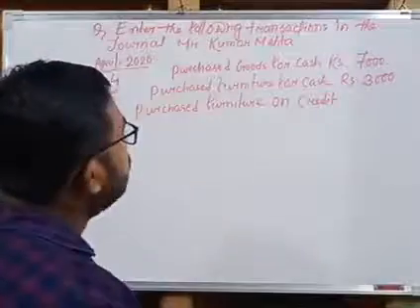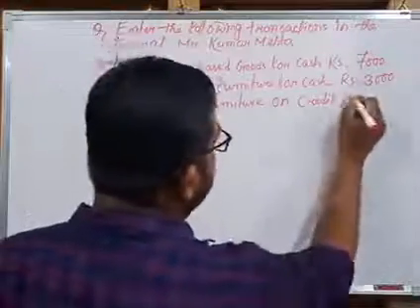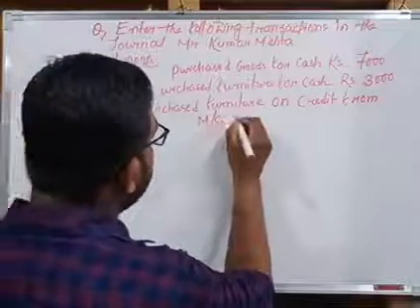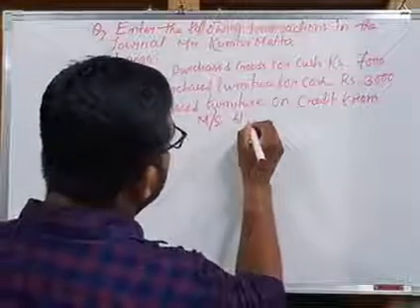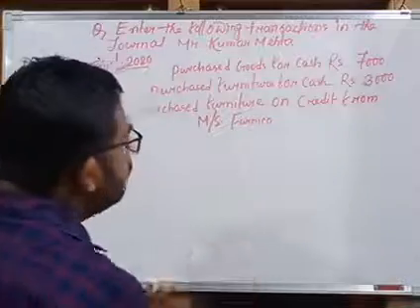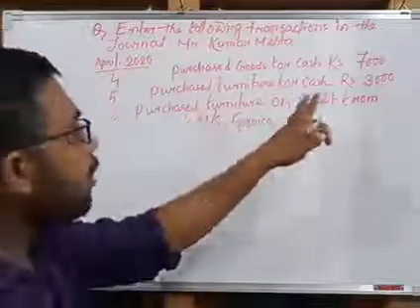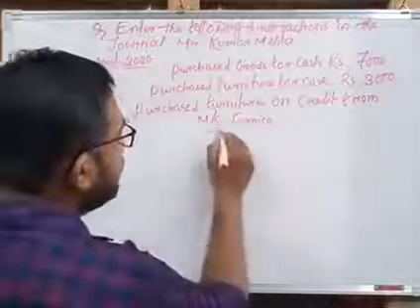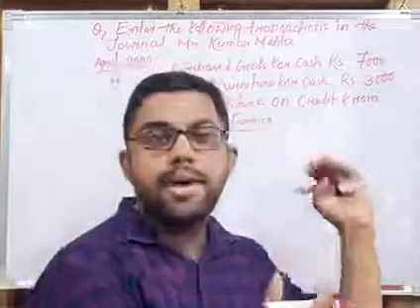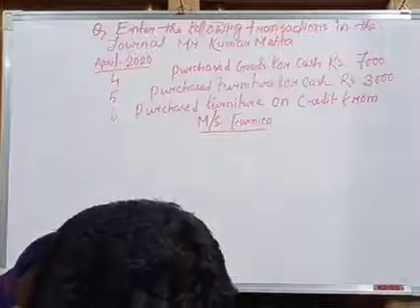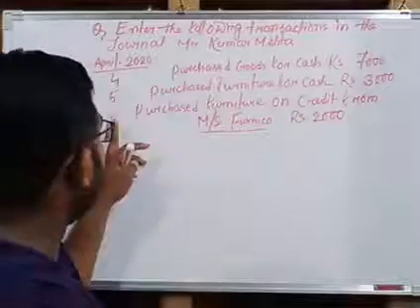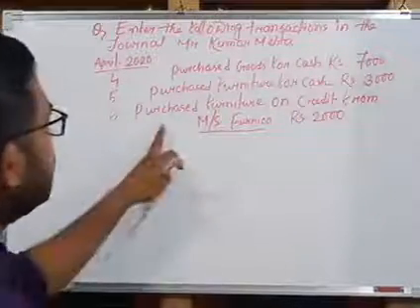So, purchase furniture on credit from Messrs Farnico. That means the furniture was purchased on credit from Messrs Farnico. Messrs Farnico means an organization, that means one shop. So it is the shop from which the person purchased furniture on credit, and the amount of the furniture was rupees 2,000. This is our third transaction that happened on 6th of April 2020. That is the purchase of furniture on credit.